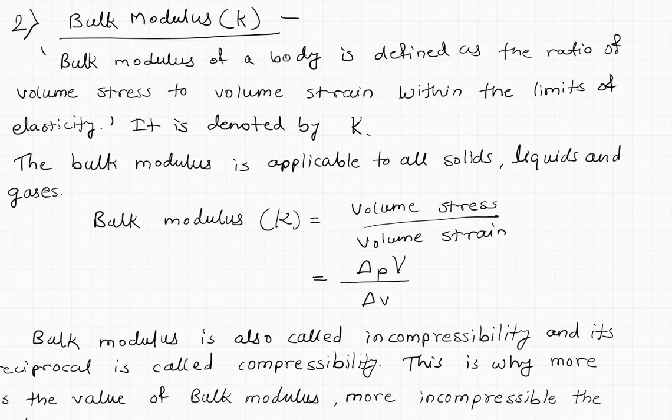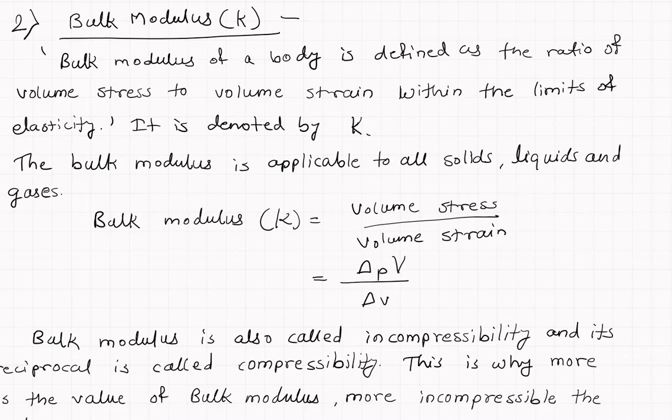Second modulus is bulk modulus. Bulk modulus of a body is defined as the ratio of volume stress to volume strain within the limits of elasticity. It is denoted by capital K. The bulk modulus is applicable to all solids, liquids and gases.